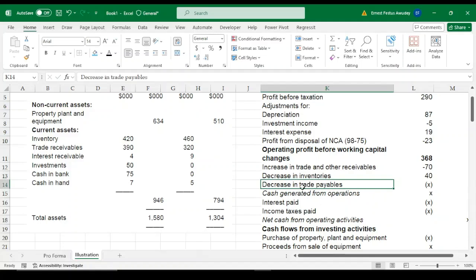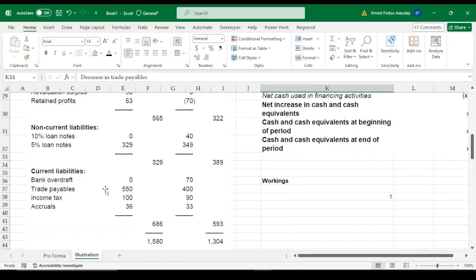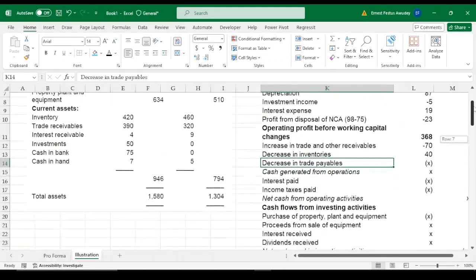Then the next one is trade payables. Now, trade payables is under current liabilities. So let's come to my current liabilities here. What is happening to our trade payables? At the beginning of the period, we had 400. At the end of the period, we are having 550, which means it has increased. And an increase in payables means that we are not using our money to pay our suppliers. Therefore, we are holding on to the cash, and that means that our cash is increasing.